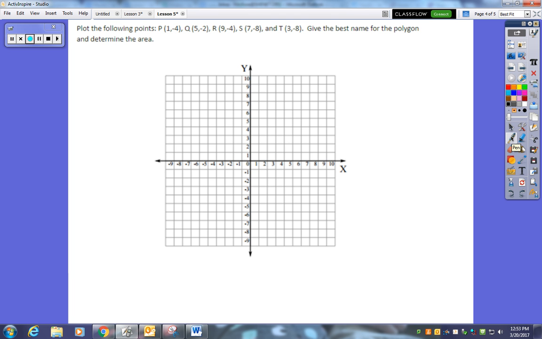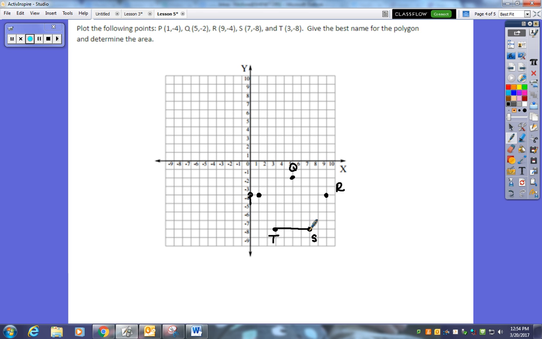Okay, so the first point is 1, negative 4. So I'll go over to positive 1, down to negative 4, and that's point P. Q is 5, negative 2. R is 9, negative 4. S is 7, negative 8. And T is 3, negative 8. Okay, so now I'm going to connect my points.